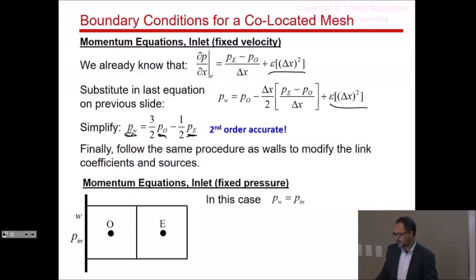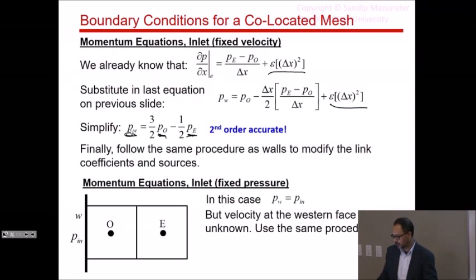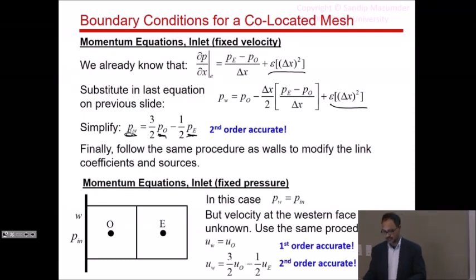Now, in this case, obviously, P West is simply P in. So that part is easy. We don't have to worry about extrapolation at all. But the velocity is an unknown. And here again, you have to make these kinds of approximations. So you have to say, okay, I'm either going to use a first order accurate approximation for the western face velocity, or I'm going to use a second order approximation for the western face velocity.